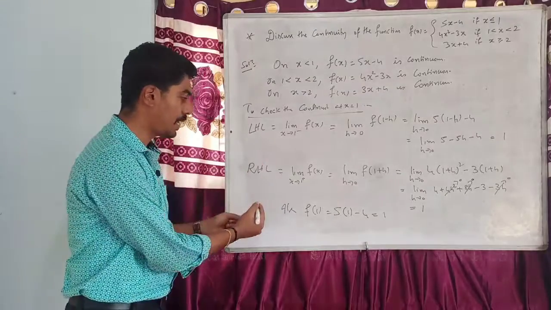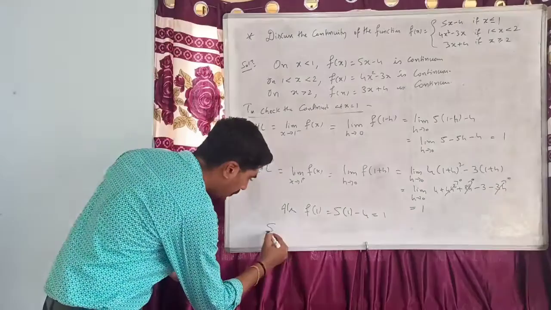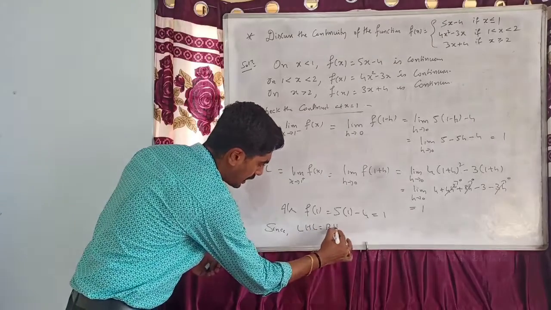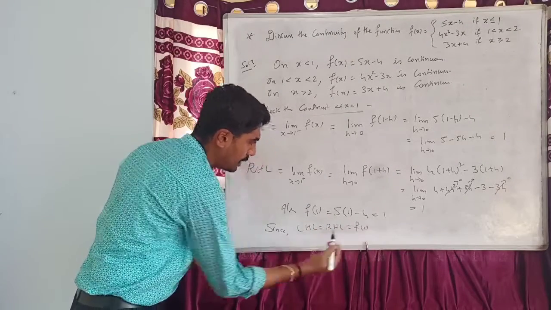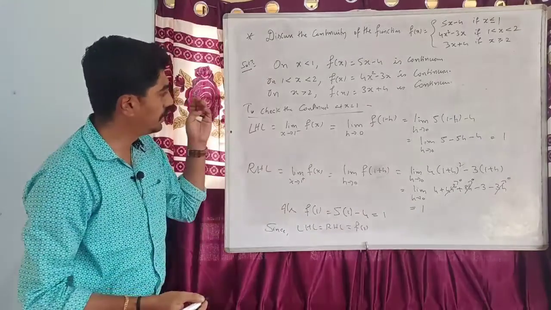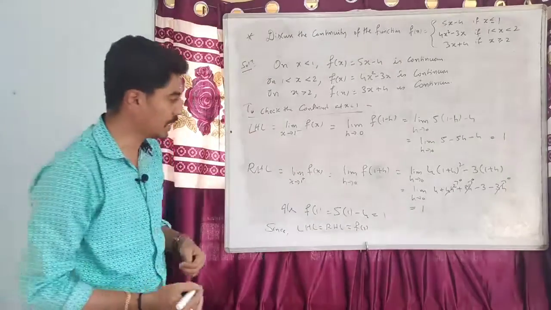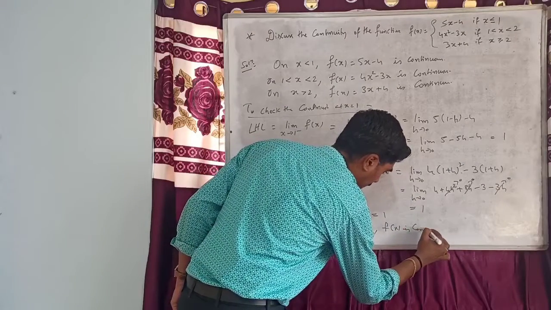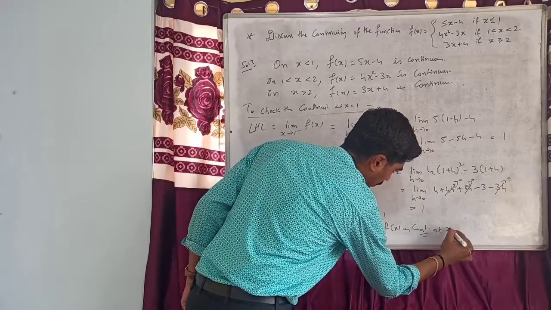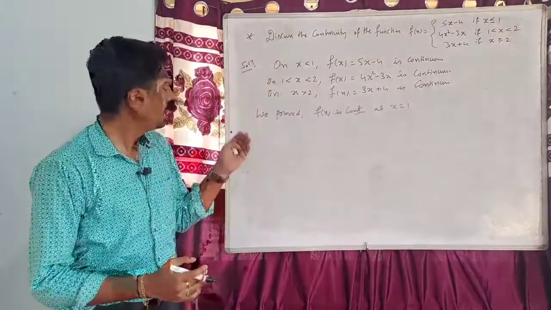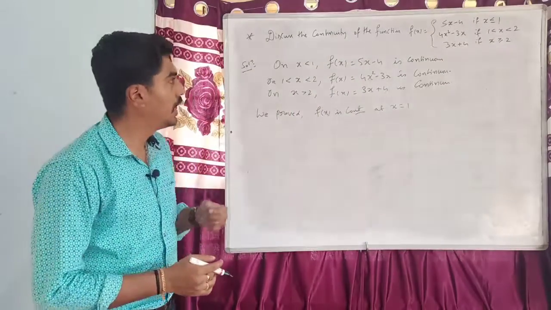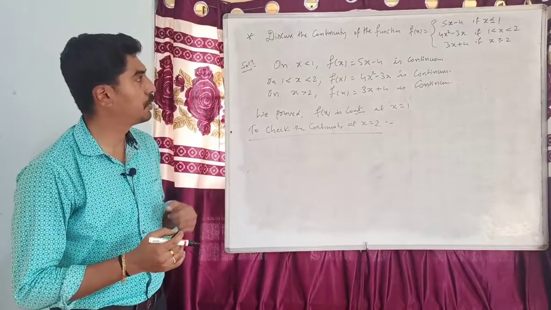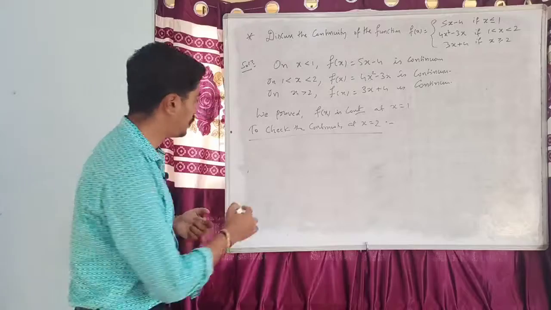Since LHL equal to RHL equal to f of 1, we have this function is continuous at x equal to 1. F of x is continuous at x equal to 1. Now let us check the continuity at x equal to 2. First let us find out the LHL at x equal to 2.